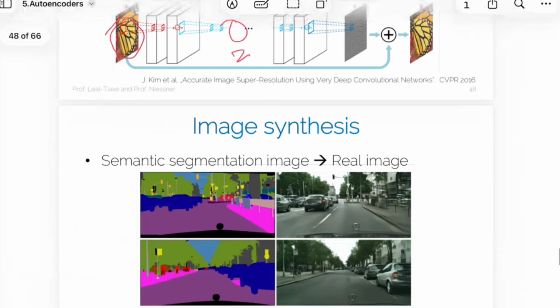Then image synthesis can also be done, like from one type of image, can I generate another type of image? For example, this is one view of the scene. Can I generate another view? Maybe from one side it looks like this, and from the other side the same scene would look slightly different. So can we do it? Again, this type of work has already been done in the past.